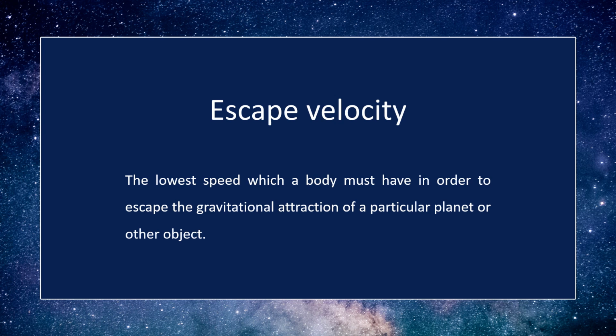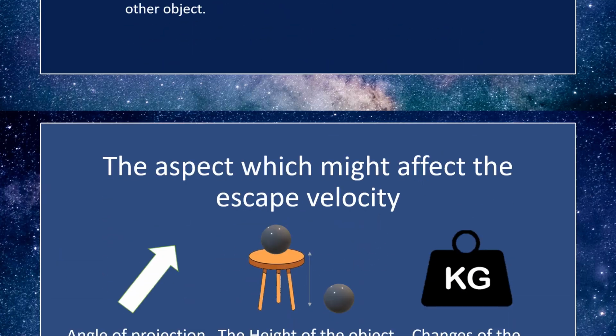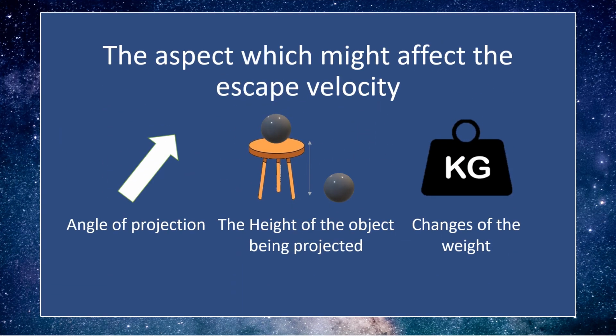So escape velocity is the minimum speed required for an object to escape from the gravitational attraction from a planet. So for our assignment, there is 3 aspects which might affect the escape velocity. For the first one, which is the angle of the projection. For the second one, the height of the object being projected. And for the third one, the changes of the weight.